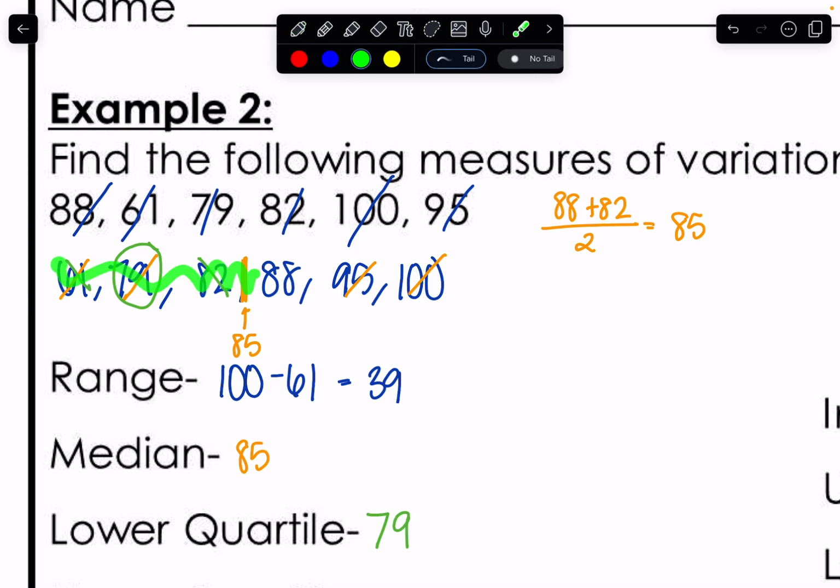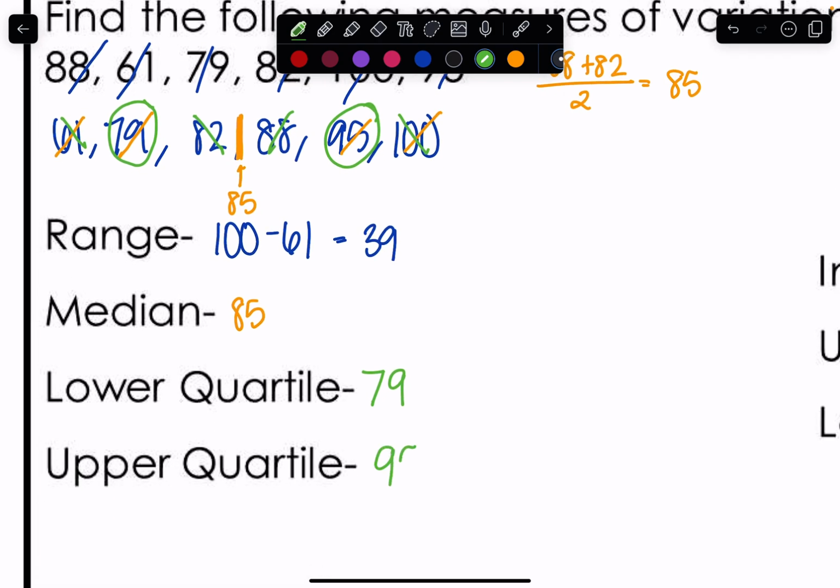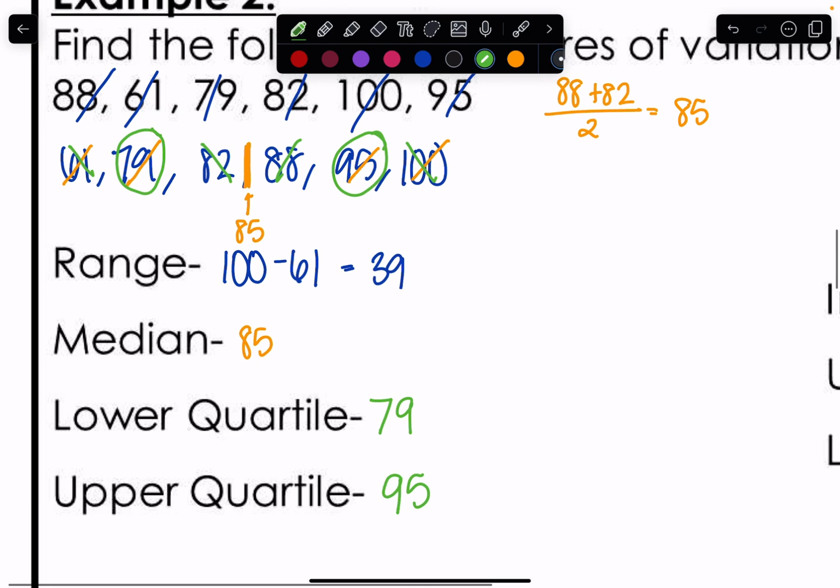Now we're looking at the upper half of data, so I can cover all this up. I don't need that. I'm saying between 88 and 100 here, I'm going to cross off till I have 1 in the middle. So I cross off 88, I cross off 100, I have 95 in the middle as my upper quartile. And that's about it, all right? So find the middle, find the first half, find the second half, and that's it.